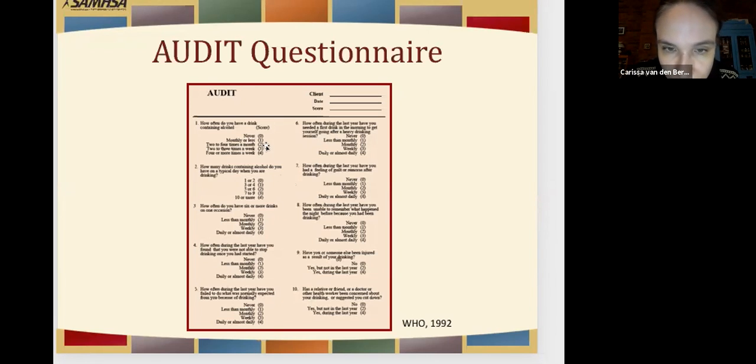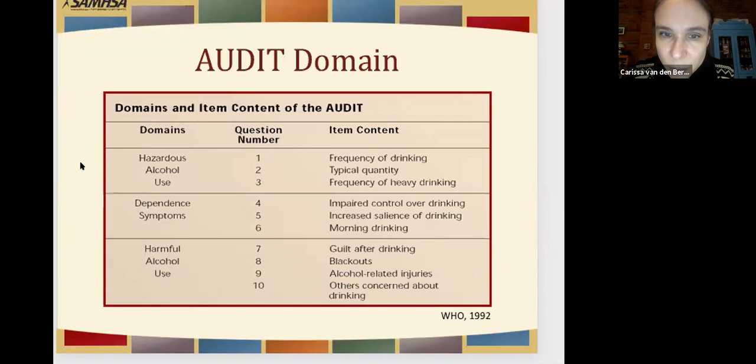You also see here, it's very blurry, but you can see that there are numbers. What you do with this is you add up the numbers from what people answer, just like when you're taking a Cosmo quiz or something like that. You can see what the score is by the number you have. There are also specific domains in here. Hazardous alcohol use is the first domain, the first 3 questions. Dependent symptoms is the second domain. Again, the screening to brief intervention, which I showed earlier, doesn't get at dependent symptoms. And then harmful alcohol use covers the guilt after drinking, alcohol related injuries, and other concerns about drinking.